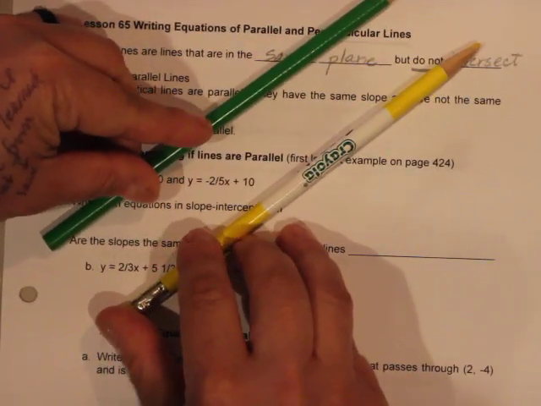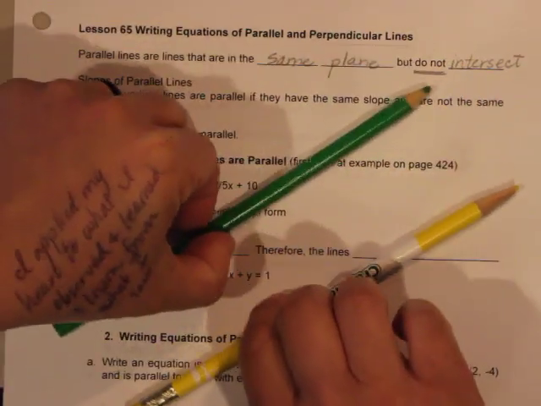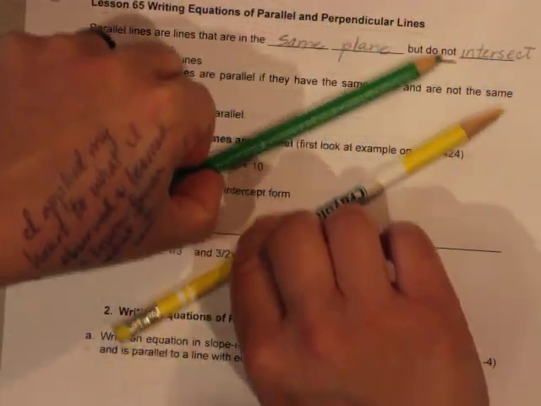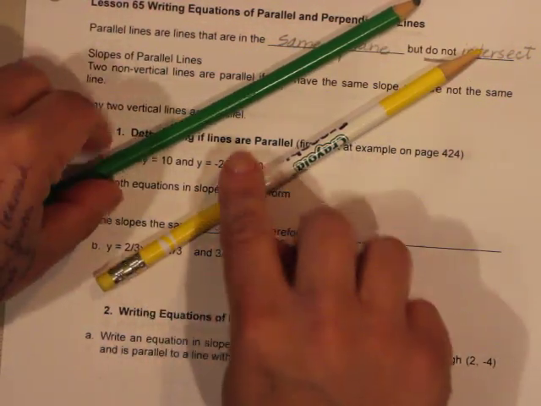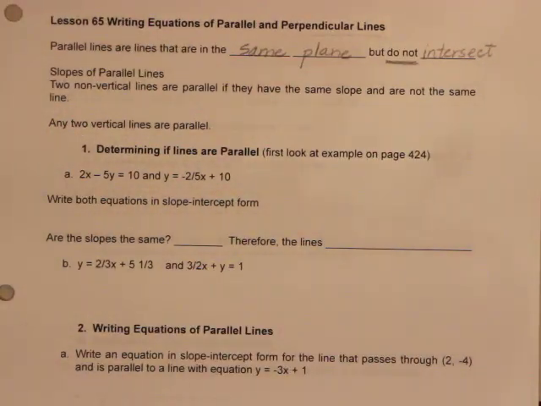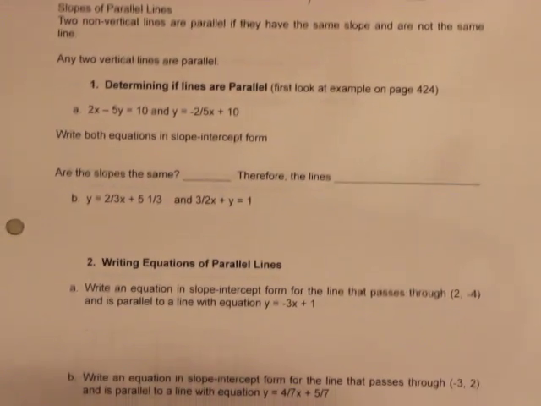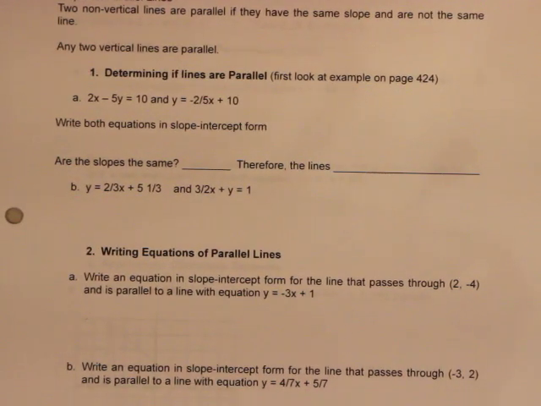But if they have the same slope, and they're just separated by the same number of units, that means they're in the same plane, they don't intersect, but they're obviously going to have the same slope, but they're not the same line, then they are considered parallel. Okay? Any two vertical lines are parallel. Let's see if we can figure out, looking at equations, whether or not we can determine if lines are parallel. So you're going to go ahead and open your book to page 424 so that you can see the example.